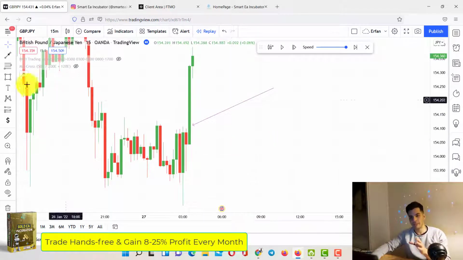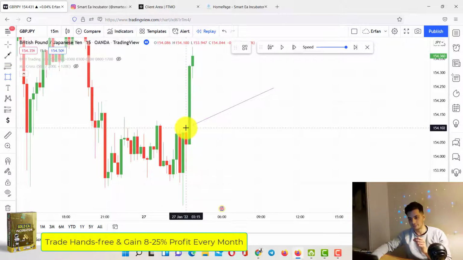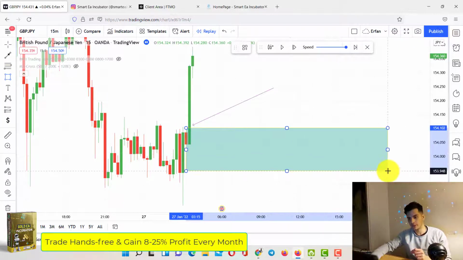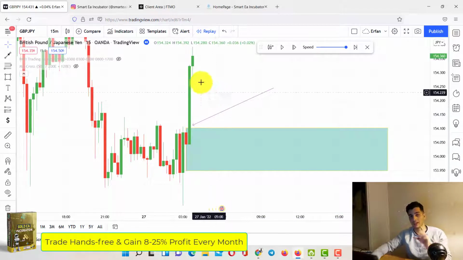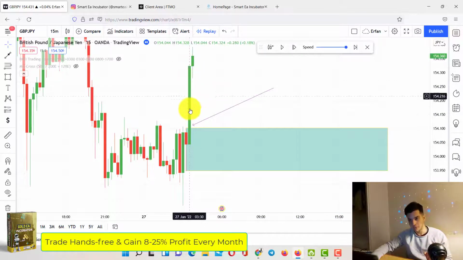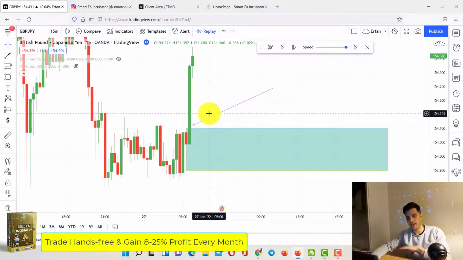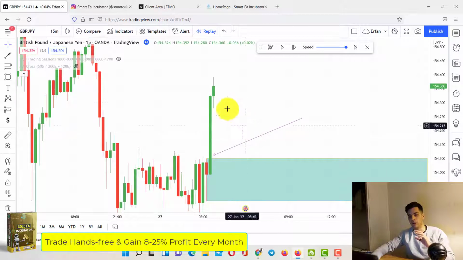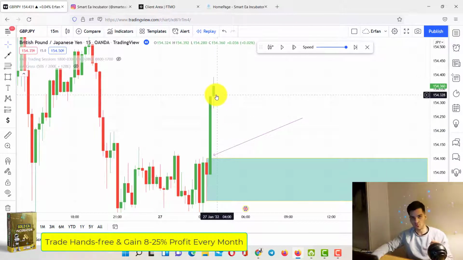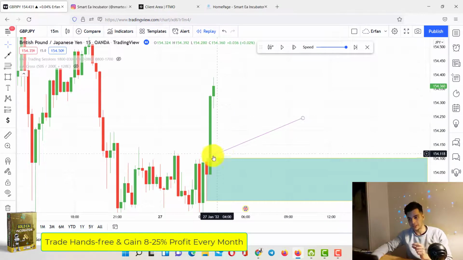So in this example, you just need to take your rectangle tool and then draw the entire candle before the bullish or the bearish engulfing candle, which is this one. This is our huge move, and the candle before that is this one. So what matters right now is where the second candle opened. As you can see, it opened right here, not here.